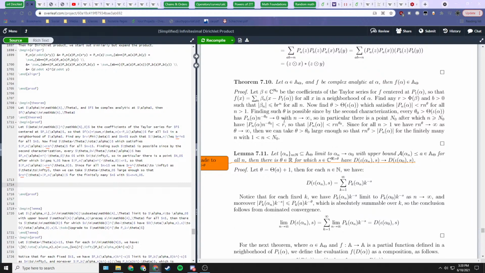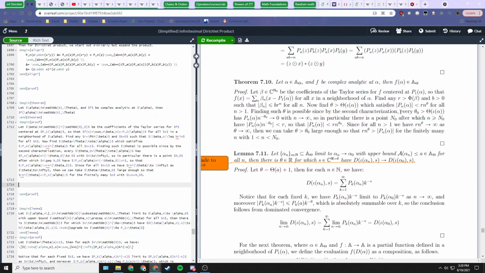So in particular, since this goes to 0, there's a point n0 after which, for n greater than or equal to n0, we have the absolute value of p n alpha times n power minus theta strictly less than r. This follows since r is positive. So then the absolute value of p sub n alpha is strictly less than r n power theta 0. Since for all n greater than 1, we have r n power theta going to infinity as theta goes to infinity, then we can take theta strictly greater than theta 0.